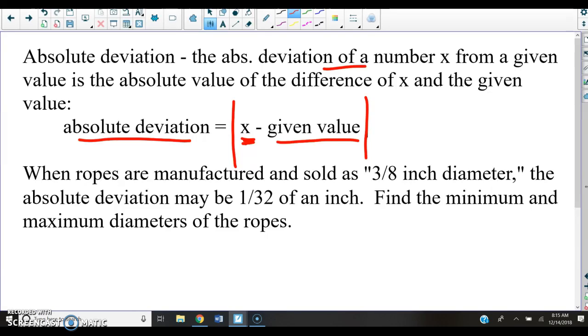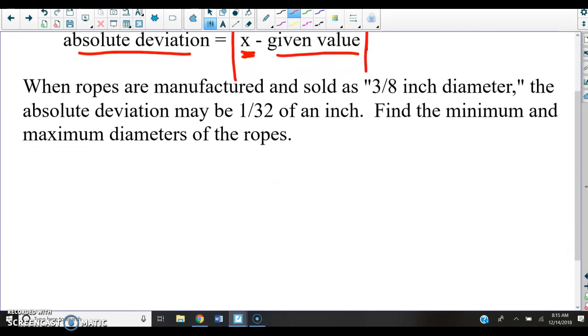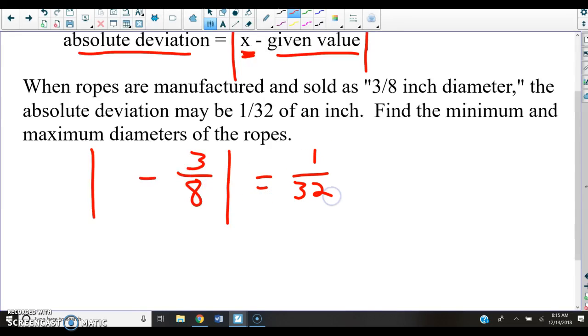I got this ropes example because my brothers and nephew do a lot of roping, and so does my middle son. When they talk about ropes manufactured or sold as 3/8 inch diameter, the absolute deviation may be 1/32 of an inch. So the given value is 3/8. That's what it's supposed to be. But the deviation can be 1/32. What we don't know is the actual sizes of the ropes.